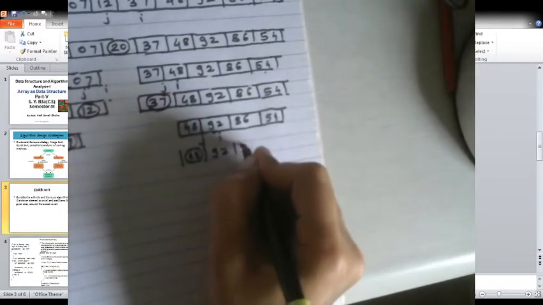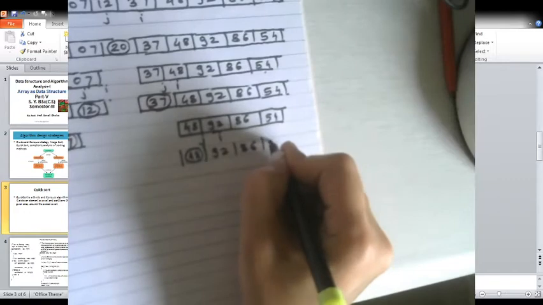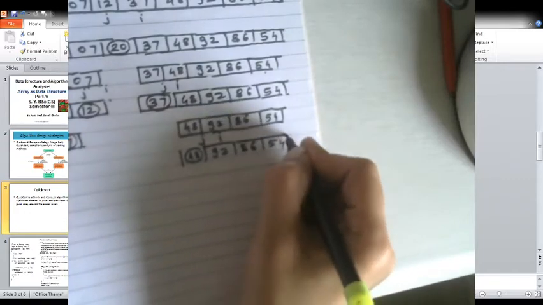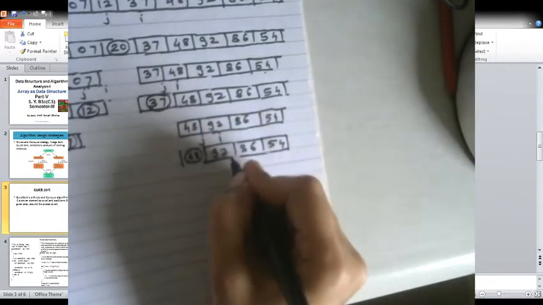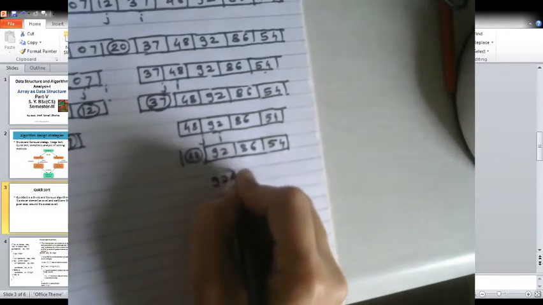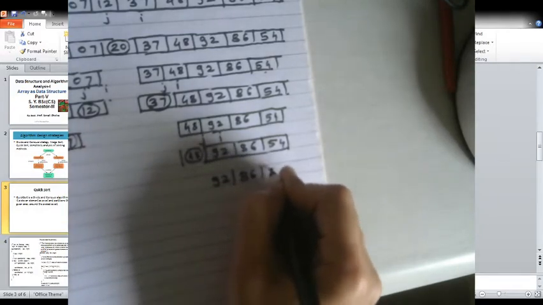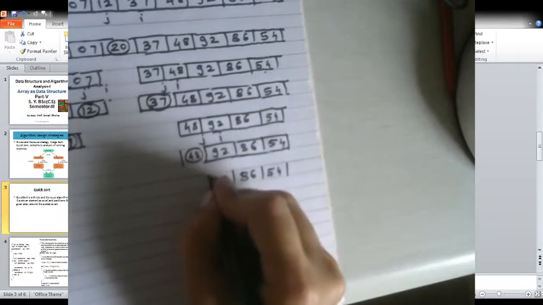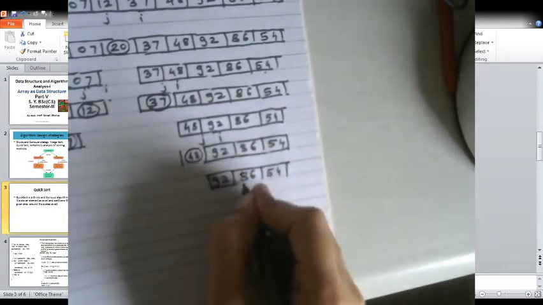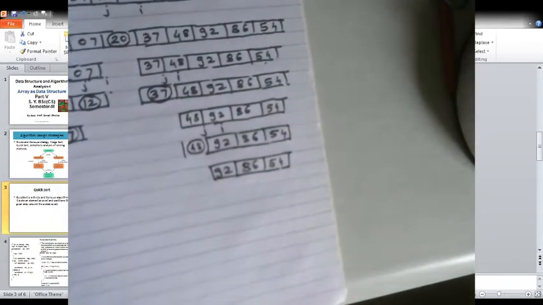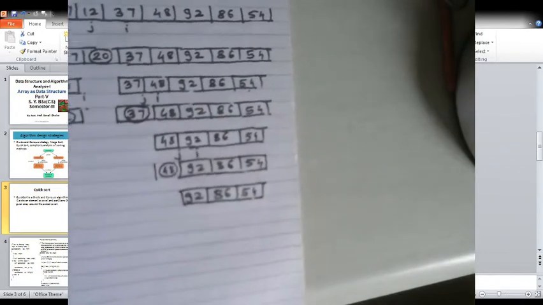Consider only the elements 92, 86 and 54. Here there is only a right side, so solve this right side only. So our array is 92, 86 and 54. This is the right side of partition point 48. Now solve this array.